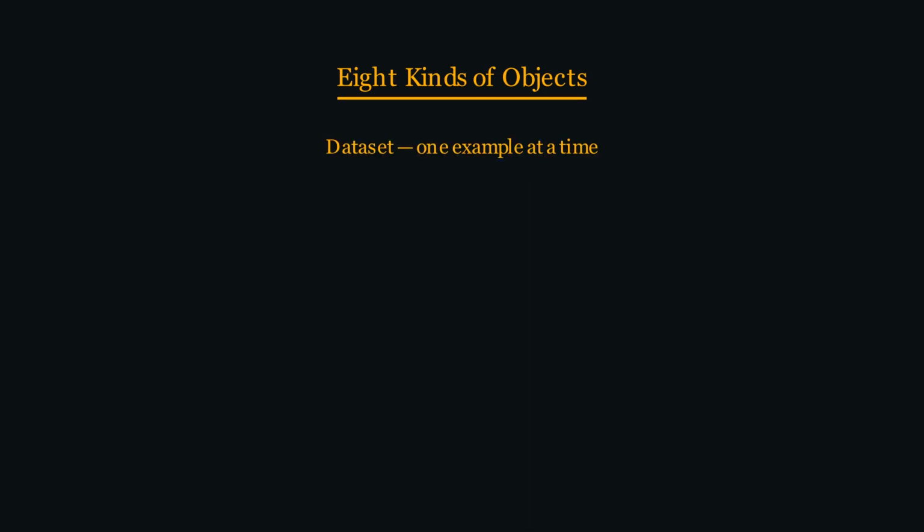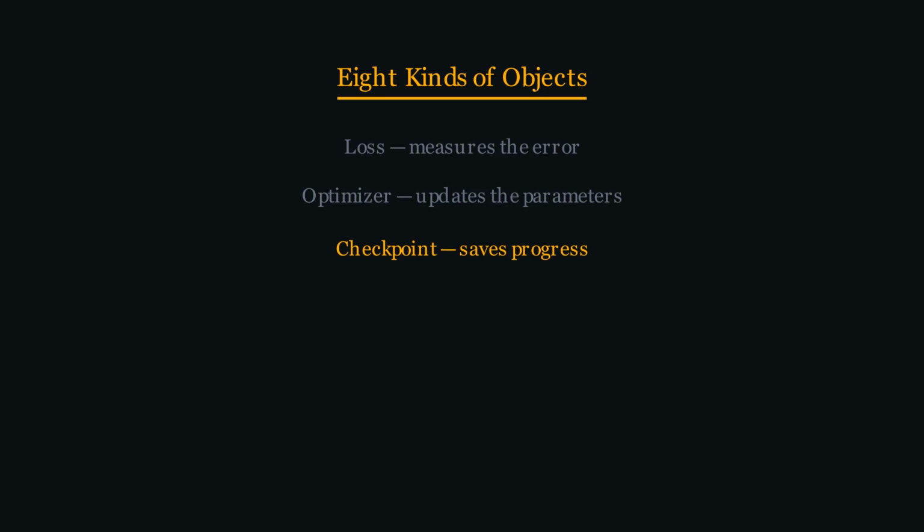Datasets fetch one example at a time. DataLoaders group examples into shuffled batches. Losses measure how wrong a prediction was. Optimizers use that error to update the parameters, and checkpoints save a model's progress so you can pause and resume.